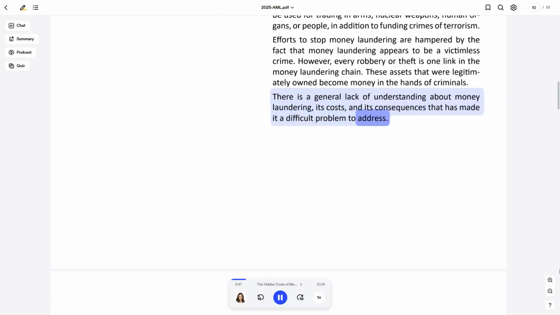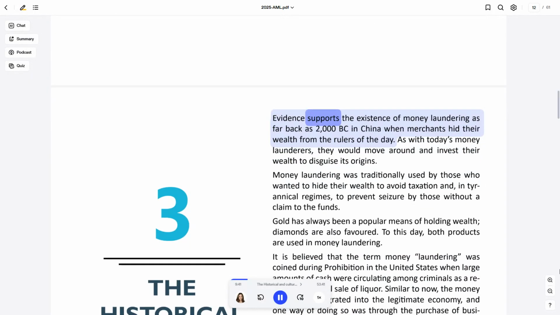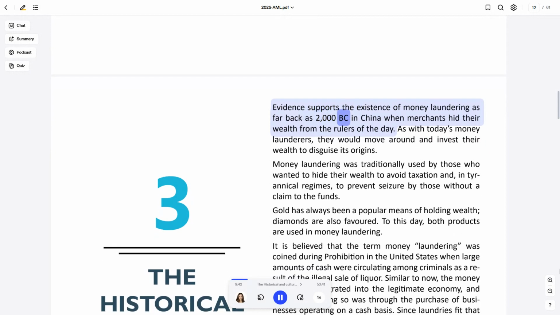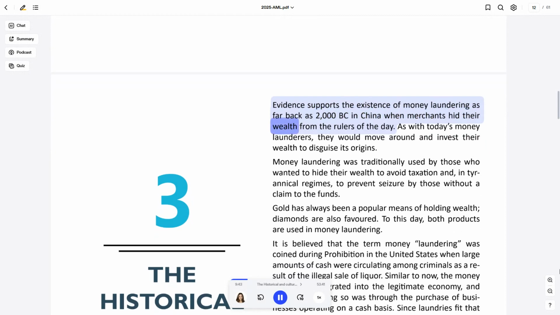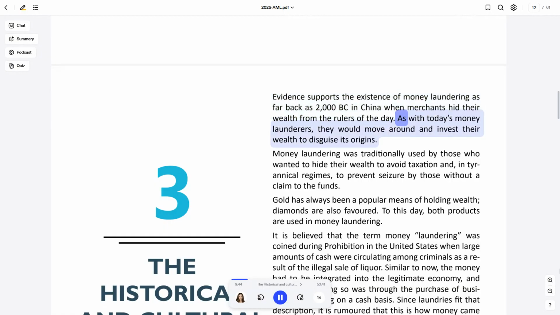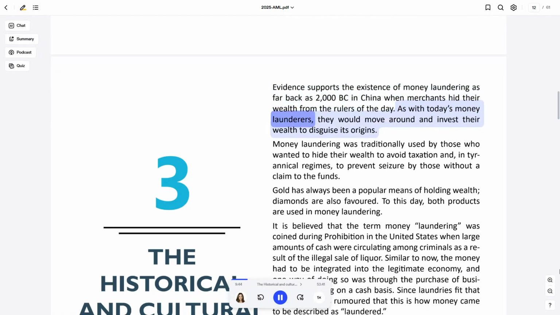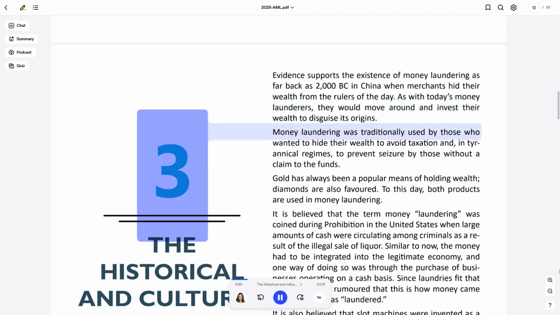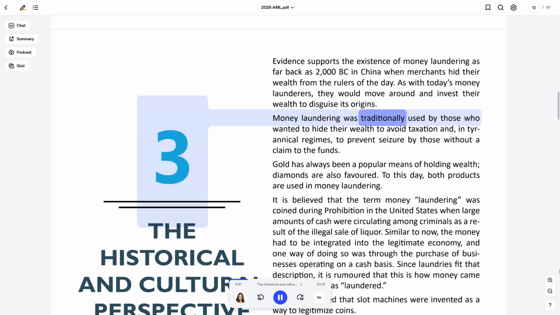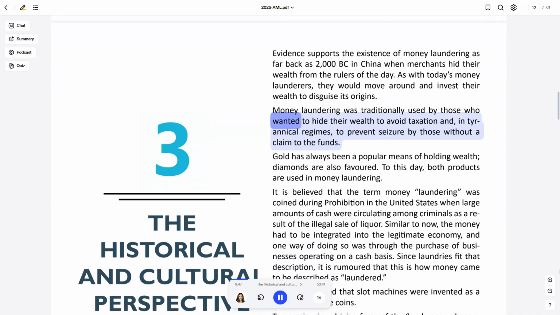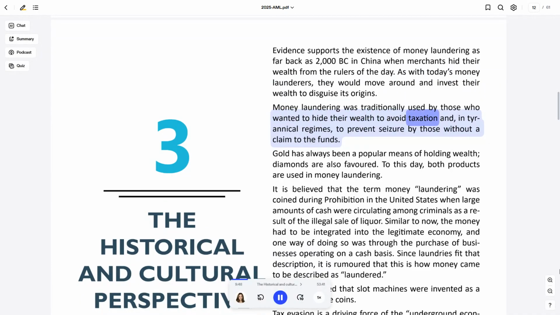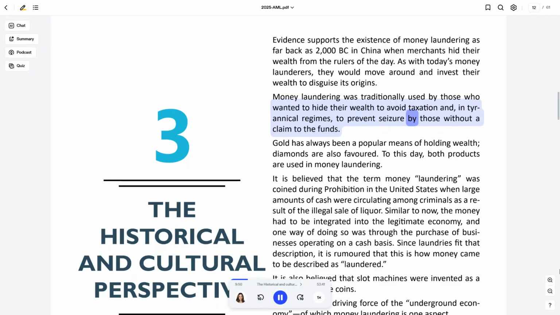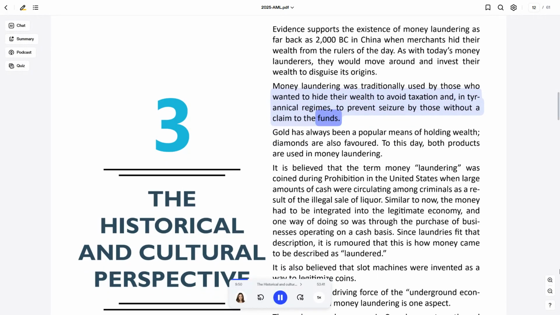difficult problem to address. Evidence supports the existence of money laundering as far back as 2000 BC in China, when merchants hid their wealth from the rulers of the day. As with today's money launderers, they would move around and invest their wealth to disguise its origins. Money laundering was traditionally used by those who wanted to hide their wealth to avoid taxation, and, in tyrannical regimes, to prevent seizure by those without a claim to the funds.